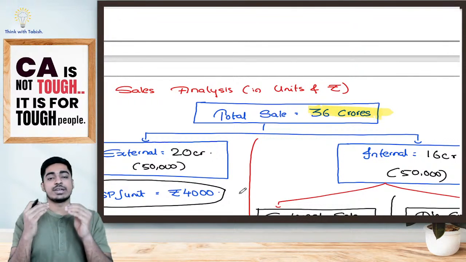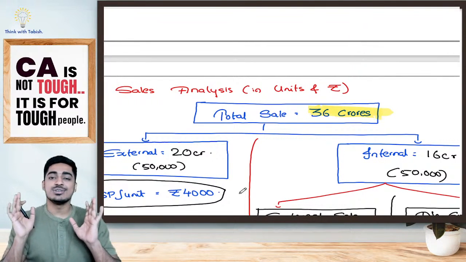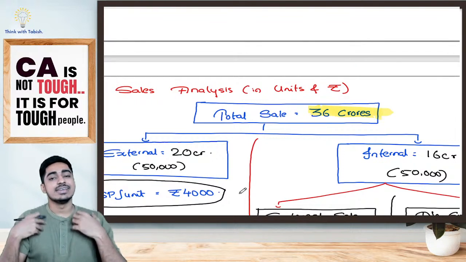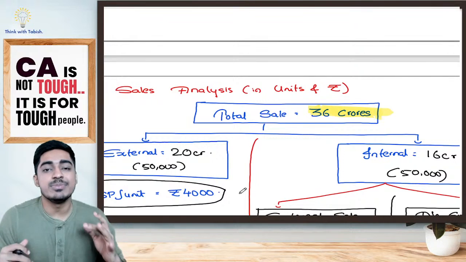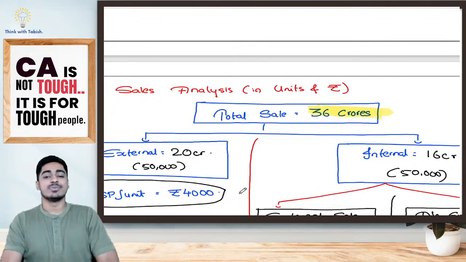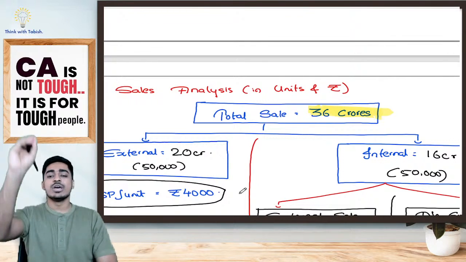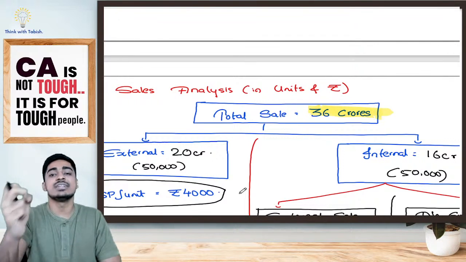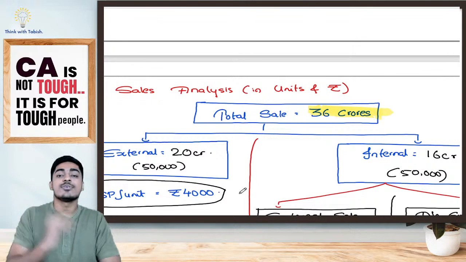Yes, again, if you look at the institute's answer, the institute doesn't use tables. It doesn't like tables. It doesn't like charts. Everything they'll write in paragraphs. Even the practical paper, they make it look as though it is a theory paper. What have they done? They've told total sale is 36 crore, out of which external sale is 20 crore. That means the internal sale is 16 crore. They have written it in the form of a paragraph.